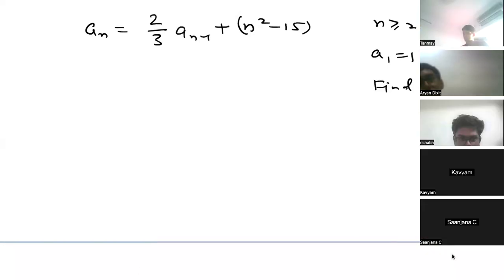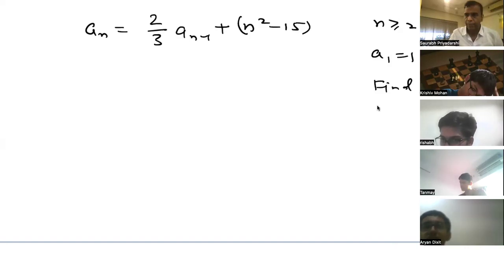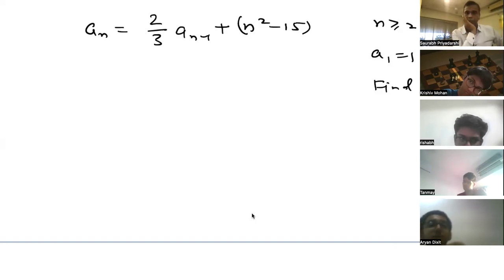May I start this? So one more minute. This will take time. I have to understand the question a bit, because here A n is already given, right? Now you have to establish the formula of this.